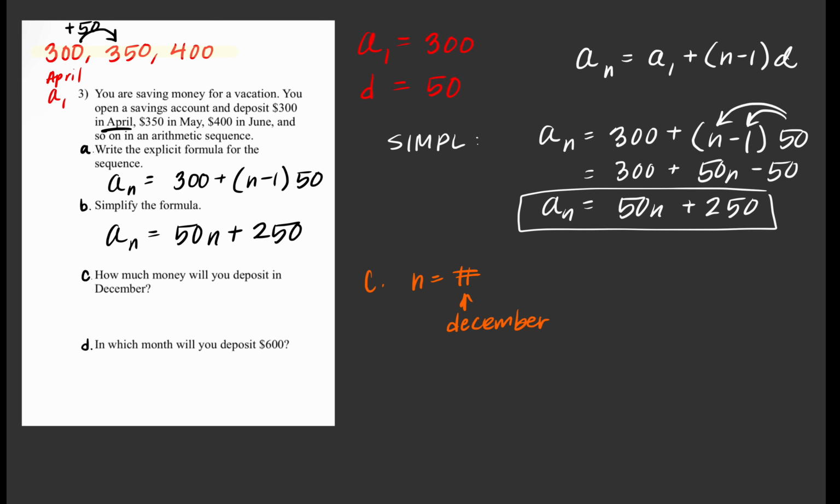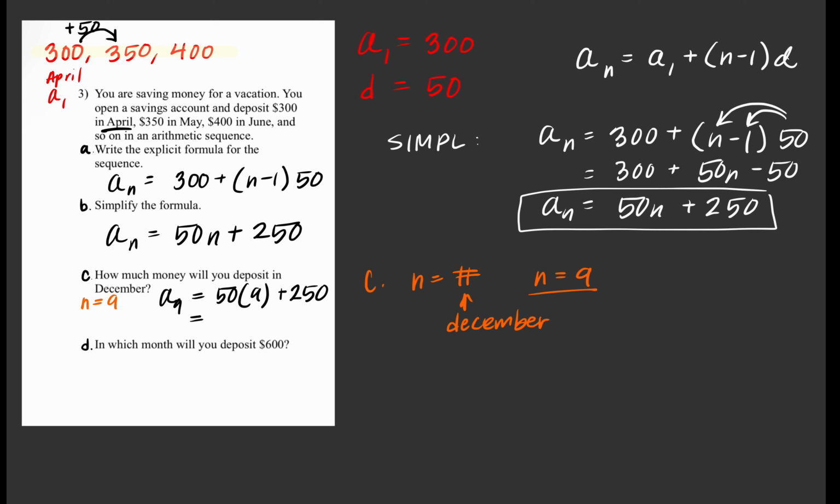If you use your fingers to count from April to December, you'll find that n is going to be equal to 9 because April, May, June, July, August, September, October, November, and December. That is 9 months if you count the month of April. So n is going to be equal to 9. So we're going to plug that in. Since we know n is 9, we're going to plug that in to our formula. A of, not n, but 9.